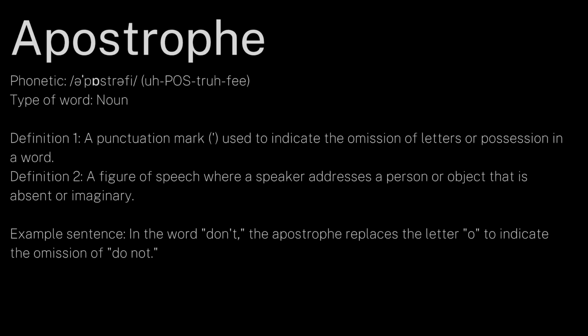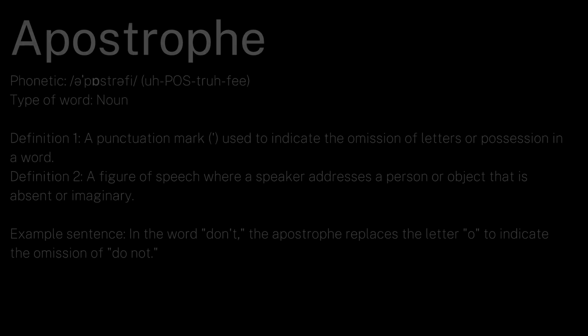Our 26th word is apostrophe, which is a noun that is defined as a punctuation mark used to indicate the omission of letters or possession in a word. It is also defined as a figure of speech where a speaker addresses a person or object that is absent or imaginary. For example, in the word don't, the apostrophe replaces the letter o to indicate the omission of do not.